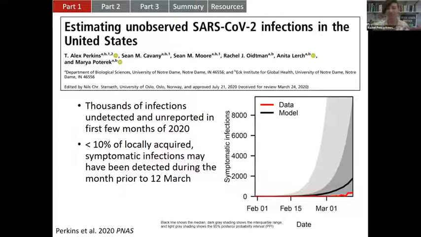And that, in fact, less than 10% of all of the locally acquired symptomatic infections in the United States might have been detected during the month prior to the 12th of March. And so that's really critical because that was our chance. That was our chance to really stop this pandemic from becoming as bad as it became and as still is. And so that would have been the critical window to really test a lot of people and figure out how to isolate folks and keep things from spreading, but that did not happen.